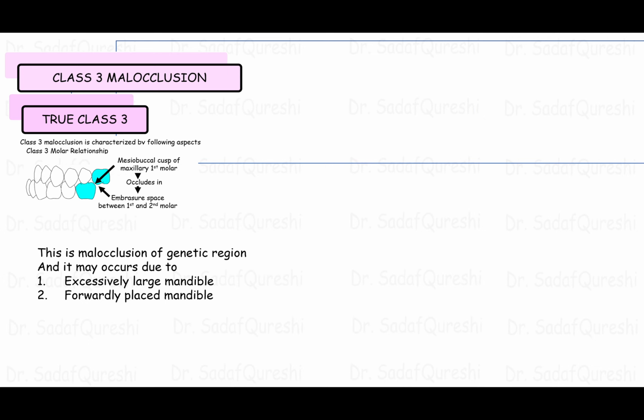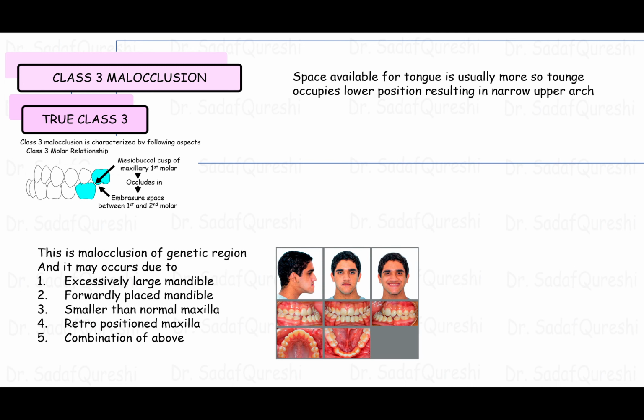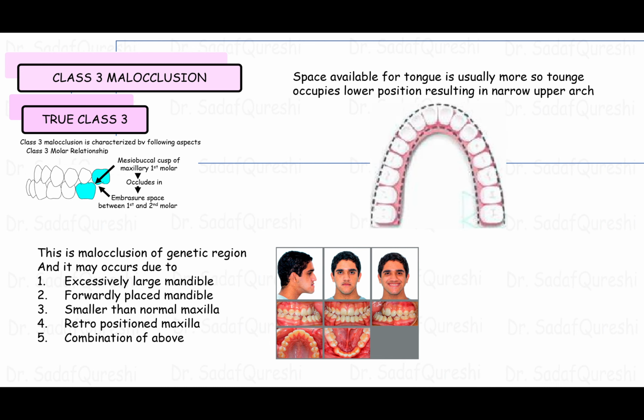Other reasons for true class 3 malocclusion are when the maxilla is smaller than normal, or when the maxilla is retropositioned or posteriorly positioned. It can also cause true class 3 malocclusion, or any combination of the above situations can cause true class 3 malocclusion. Space available for tongue is usually more in true class 3 malocclusion because either mandible is large or maxilla is small, or there is a combination, so space available for tongue is usually more. So tongue occupies lower position, that results in narrow upper arch. So the upper arch shape becomes V-shaped.